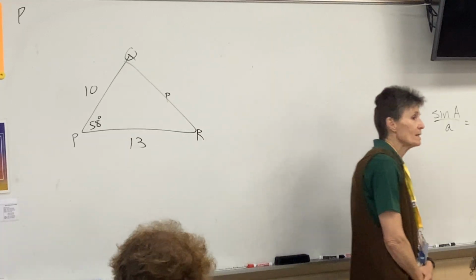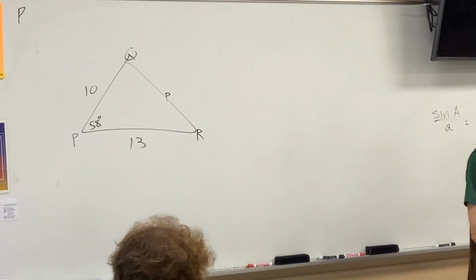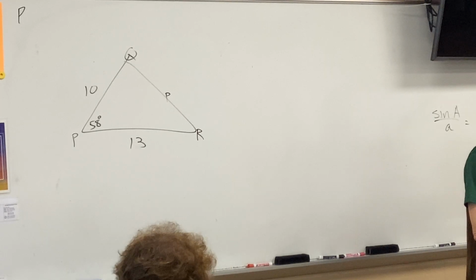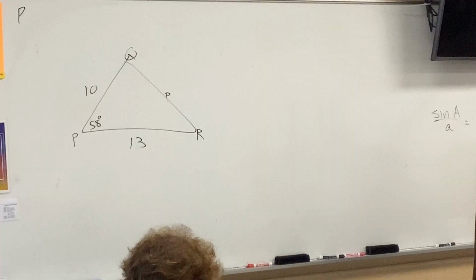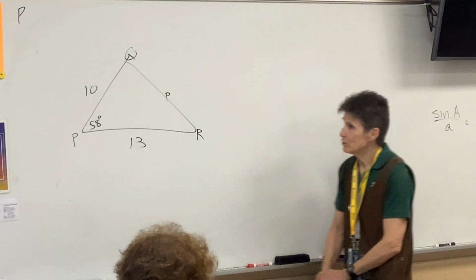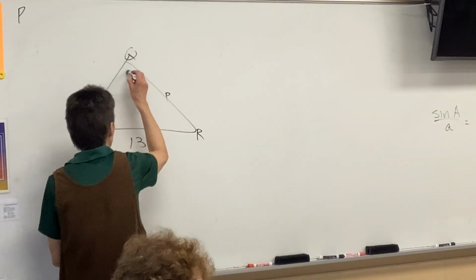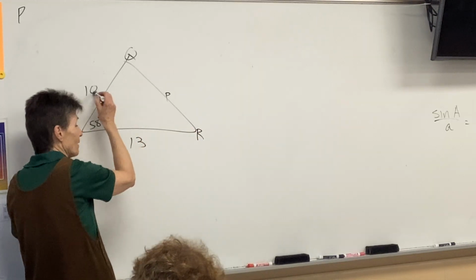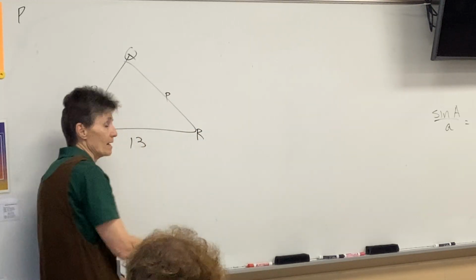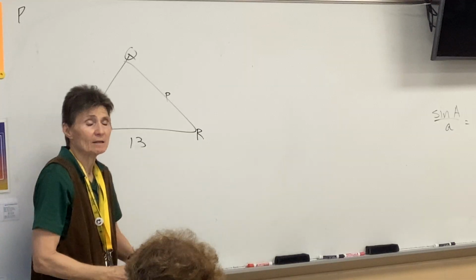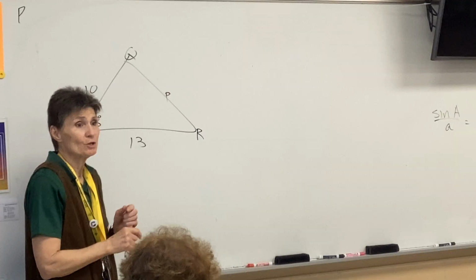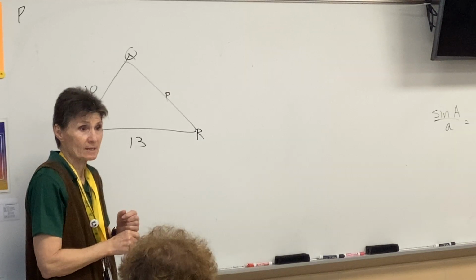Who can tell me why this is not going to be like the quiz just was, a law of sines? Because there's no pair. When you do not have a pair, you're not going to use the law of sines, you're going to have to use the law of cosines.